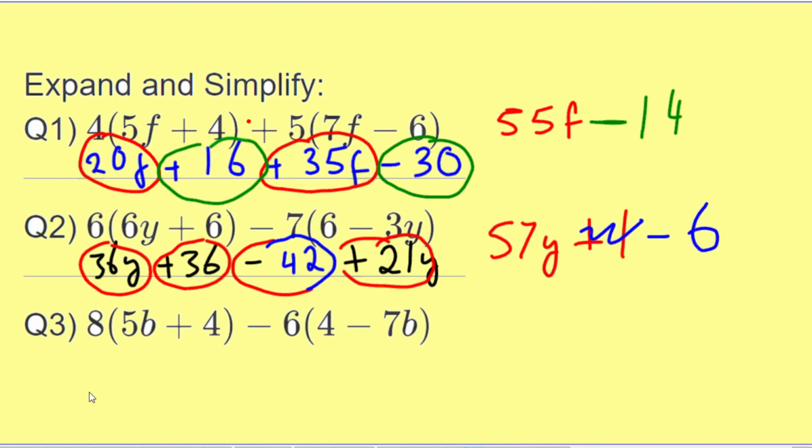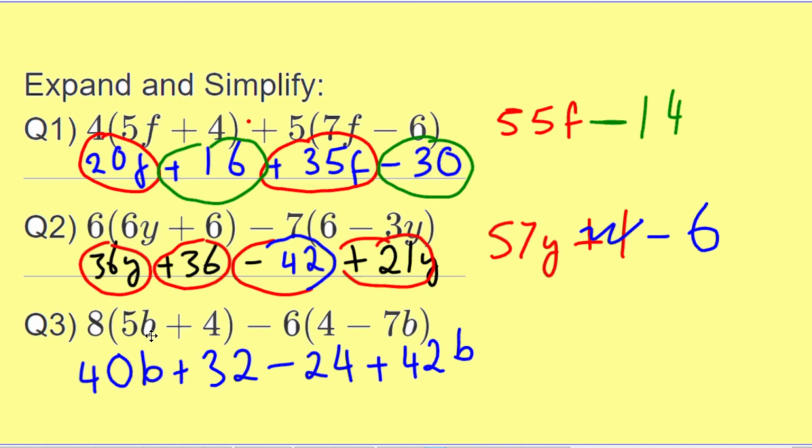Sorry about that. Okay. 8 times 5 is 40. So 40b plus 8 times 4, which is 32. Negative 6 multiplied by 4 is going to give us negative 24. And negative 6 multiplied by 7, I'll try and get it right this time, is going to give us positive 42b.